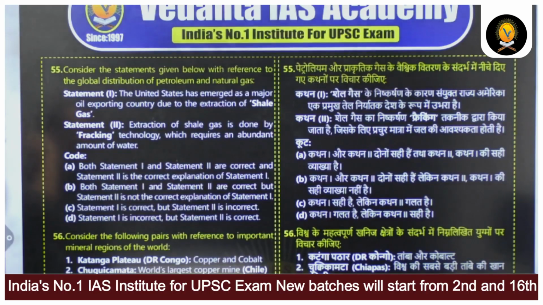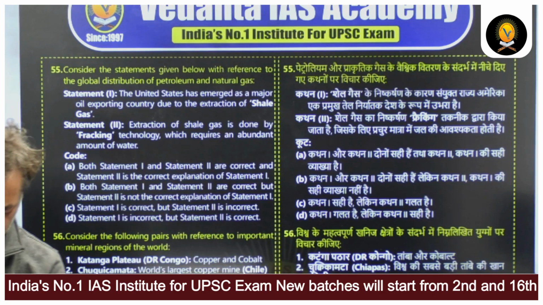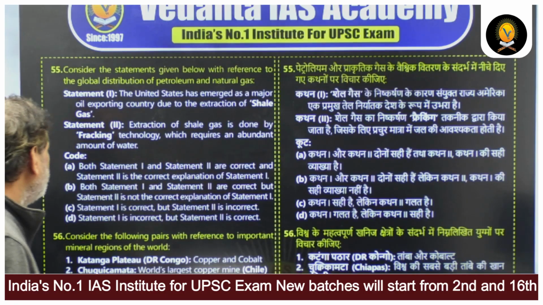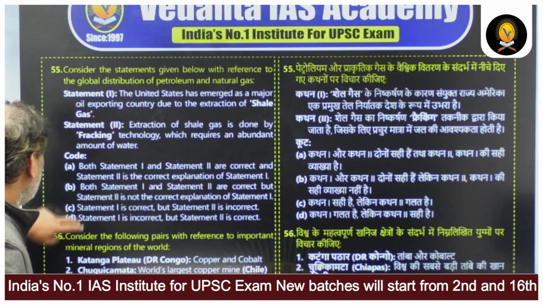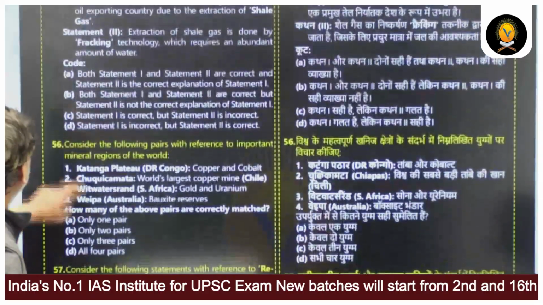Consider the following statements given below with reference to the global distribution of petroleum and natural gas. The United States has emerged as a major oil exporting country due to extraction of shale gas. Extraction of shale gas is done by fracking technology which requires an abundant amount of water, yes. 55, both statement 1 and 2 are correct and statement 2 is the correct explanation of statement 1. Now, so the answer is A.